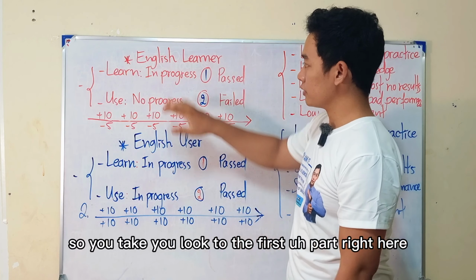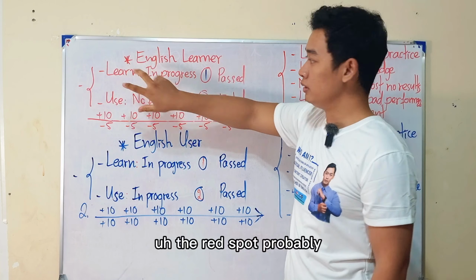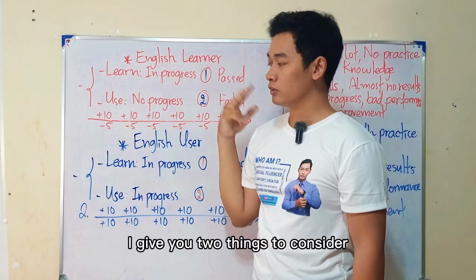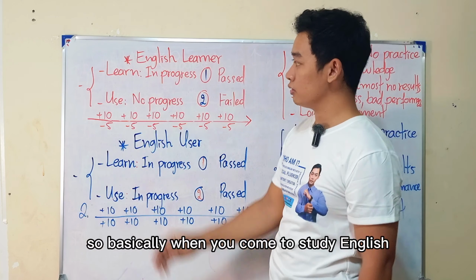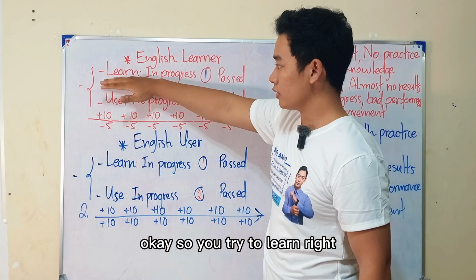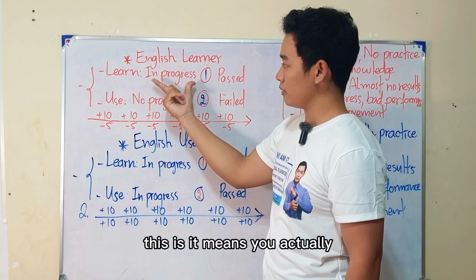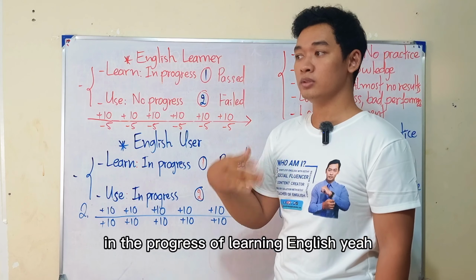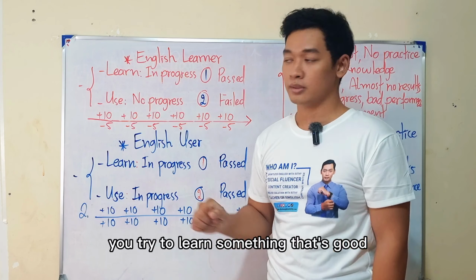Okay, if you take a look at the first part right here, the red spot, you may see English learner and English user. Right here, I give you two things to consider. Basically, when you come to study English, you try to learn, right? So check the progress. This means you are in the progress of learning English. You try to understand something, you try to learn something, that's good.